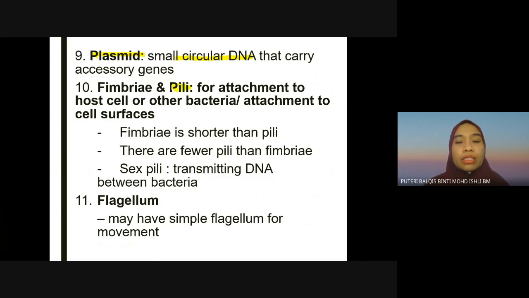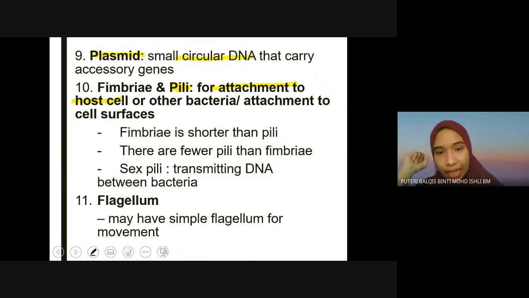Pili, the function is for attachment to host cell. So macam mana once dia dah masuk dalam badan kita, macam mana dia nak attach kepada badan kita? By pili. Or if you want to attach to other bacteria, it will use pili. Okay. Fimbriae is shorter than pili. There are fewer pili than fimbriae. So fimbriae and pili are two different things. Pili ni ada juga sex pili. Sex pili ni, the function is to transmitting DNA untuk proses reproduction lah.